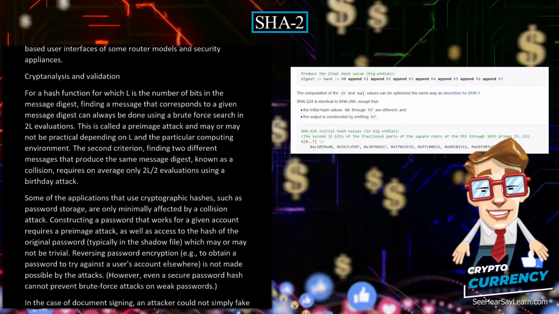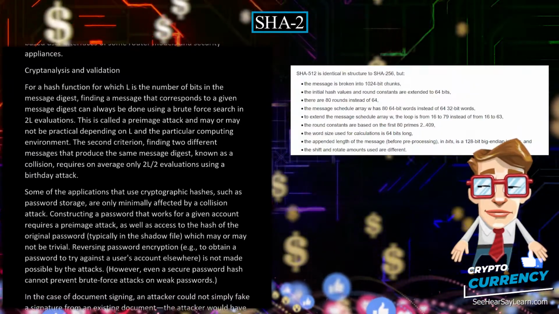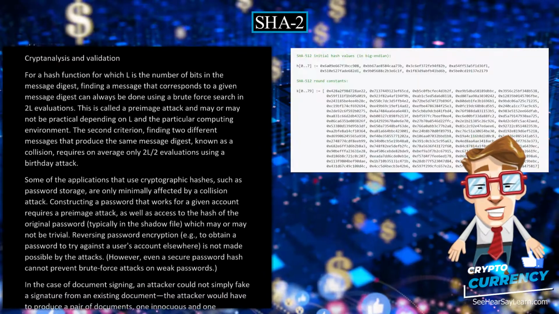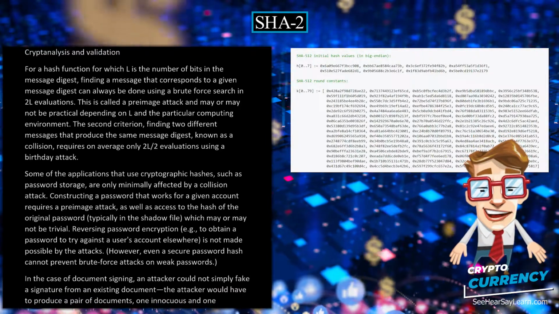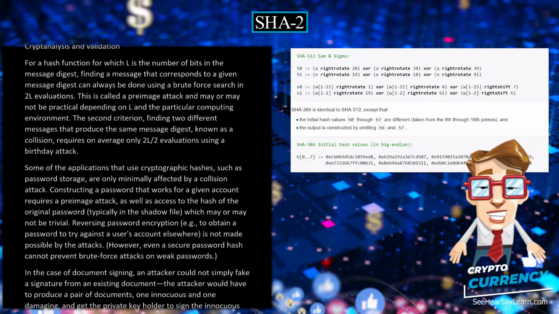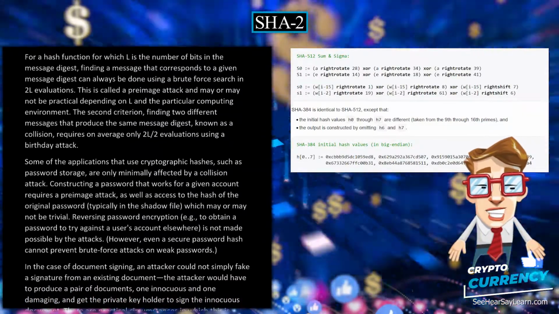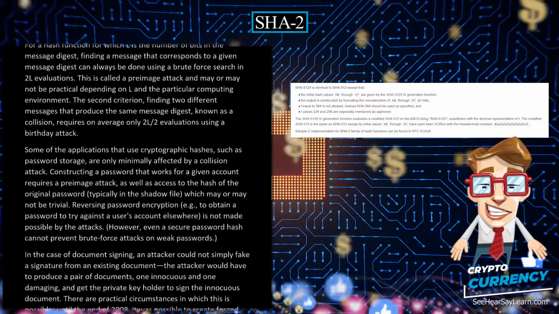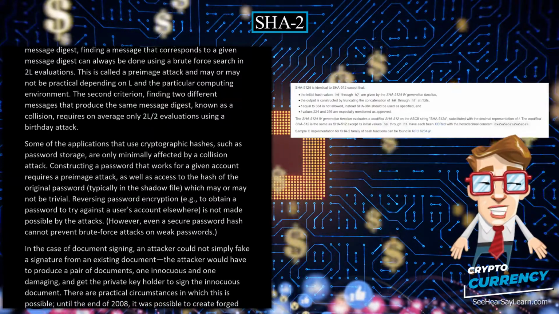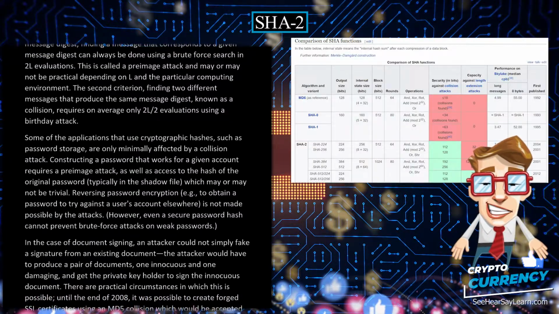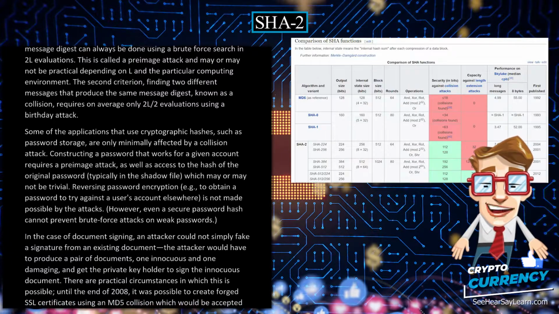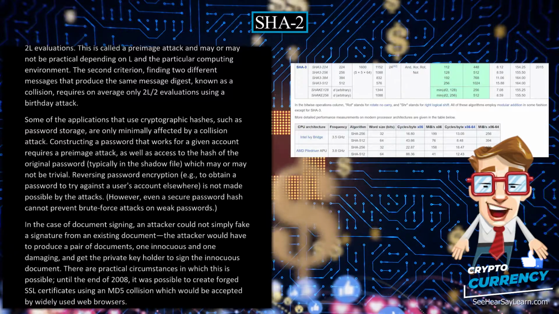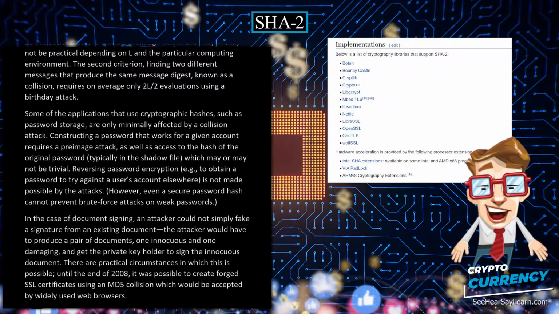Cryptanalysis and validation. For a hash function for which L is the number of bits in the message digest, finding a message that corresponds to a given message digest can always be done using a brute force search in 2^L evaluations. This is called a pre-image attack and may or may not be practical depending on L and the particular computing environment. The second criterion, finding two different messages that produce the same message digest, known as a collision, requires on average only 2^(L/2) evaluations using a birthday attack.